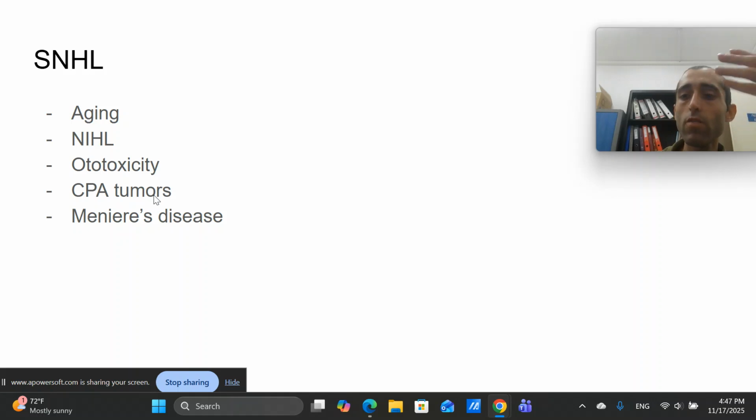CPA tumor, especially vestibular schwannoma, but not just. Meningioma can also be there, granulomas and things like this. Meniere's disease typically causes low-frequency sensory neural hearing loss.